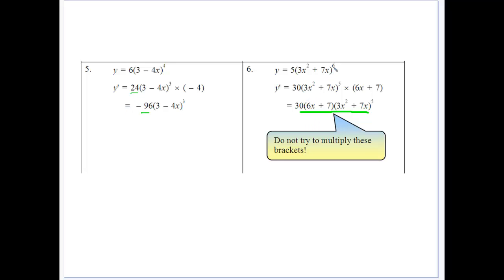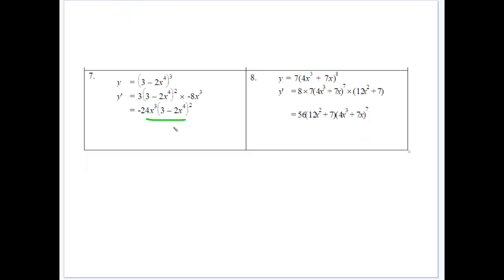Well, unlike in this one, we've got to bring our 6 down, multiplies by the 5 gives us 30, subtract 1 from the power, and then we multiply by the derivative here, which is 6x plus 7. And we're not going to expand that bracket. Leave it like that. Better to leave it in the factorised form because we can do more with it later on by just keeping it factorised. So don't worry about expanding it out and multiplying.